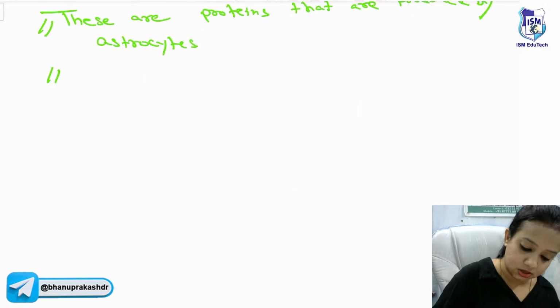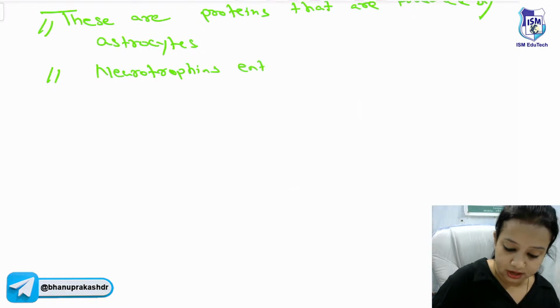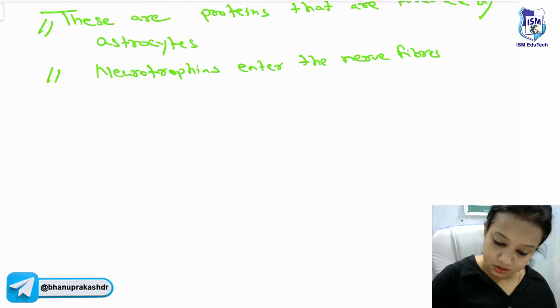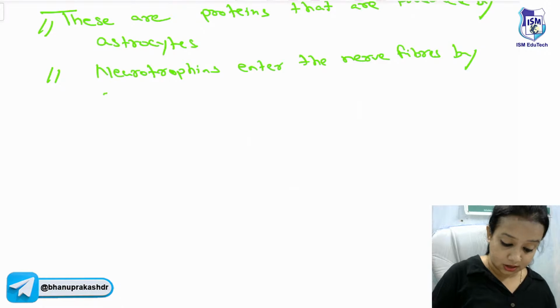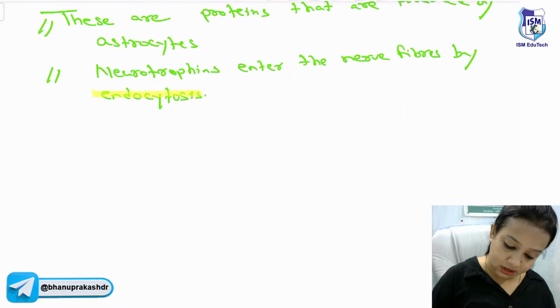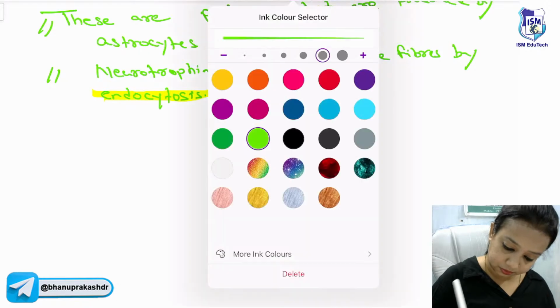Now, these neurotrophins enter the nerve fibers by endocytosis. So, by the process of endocytosis, these neurotrophins are entering a neuron. Okay.